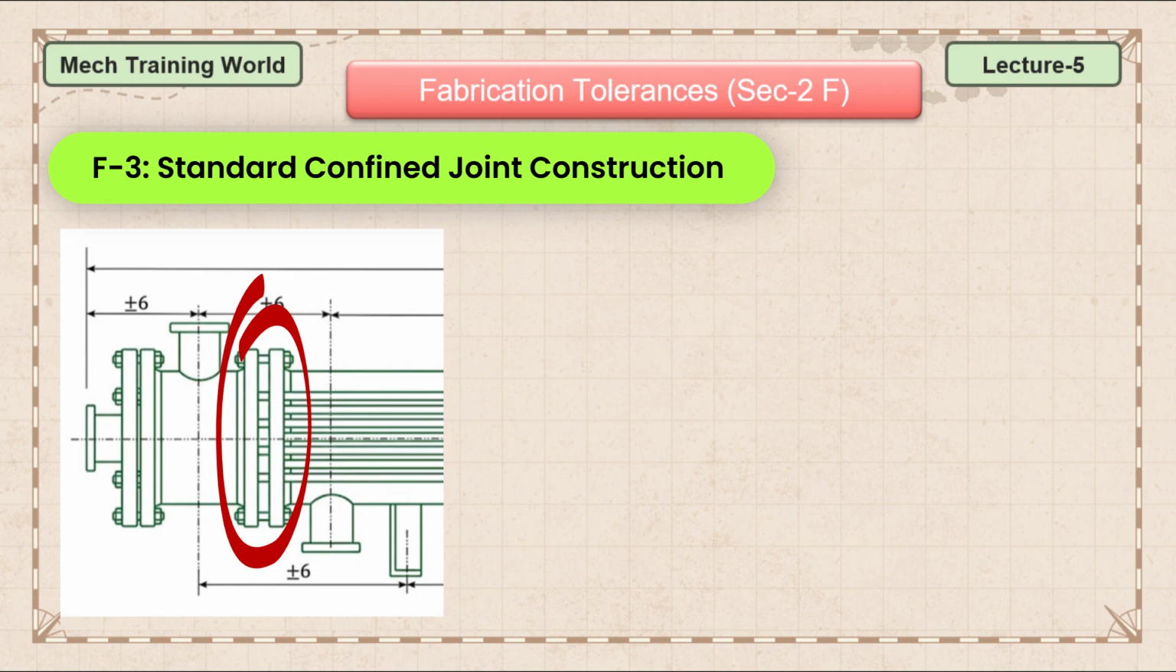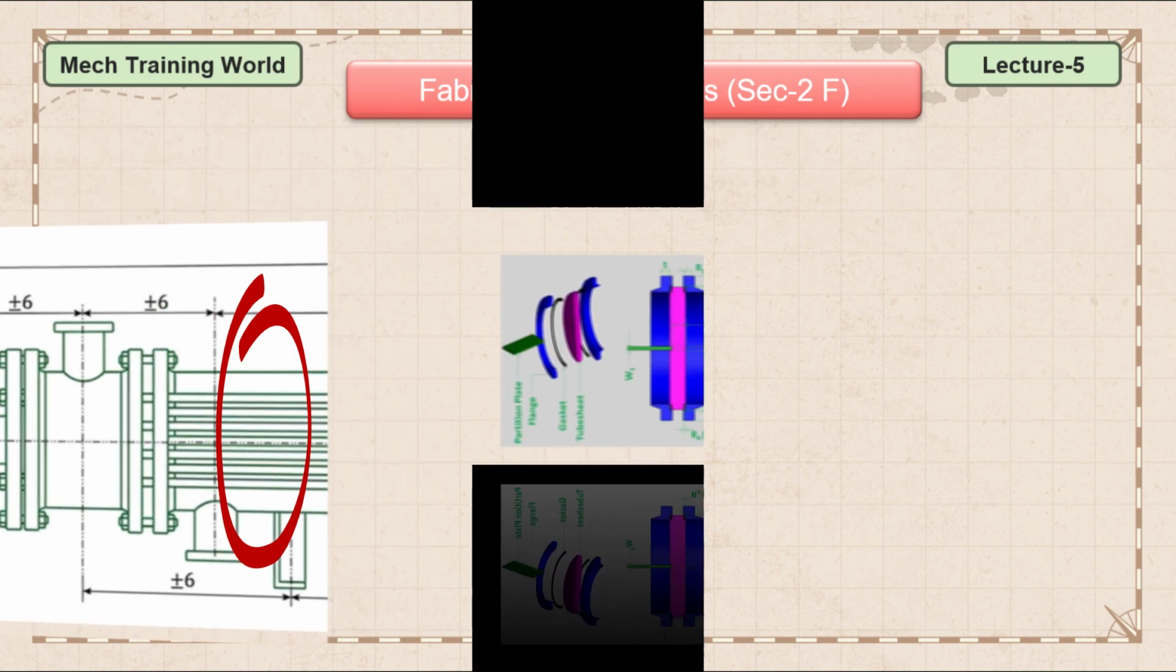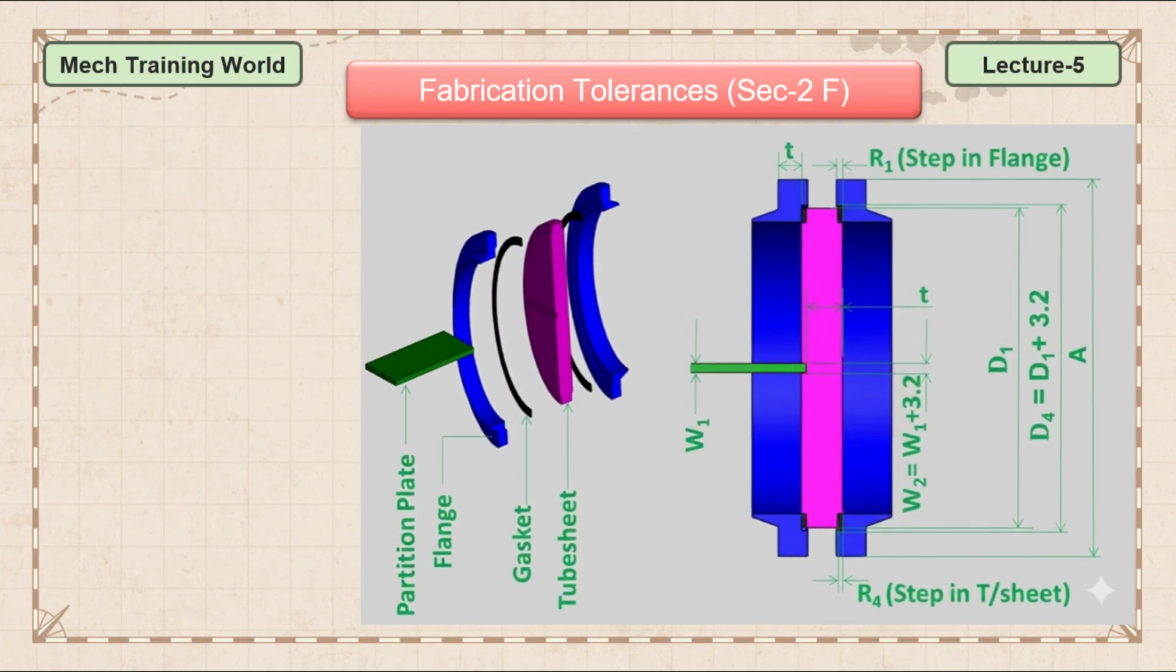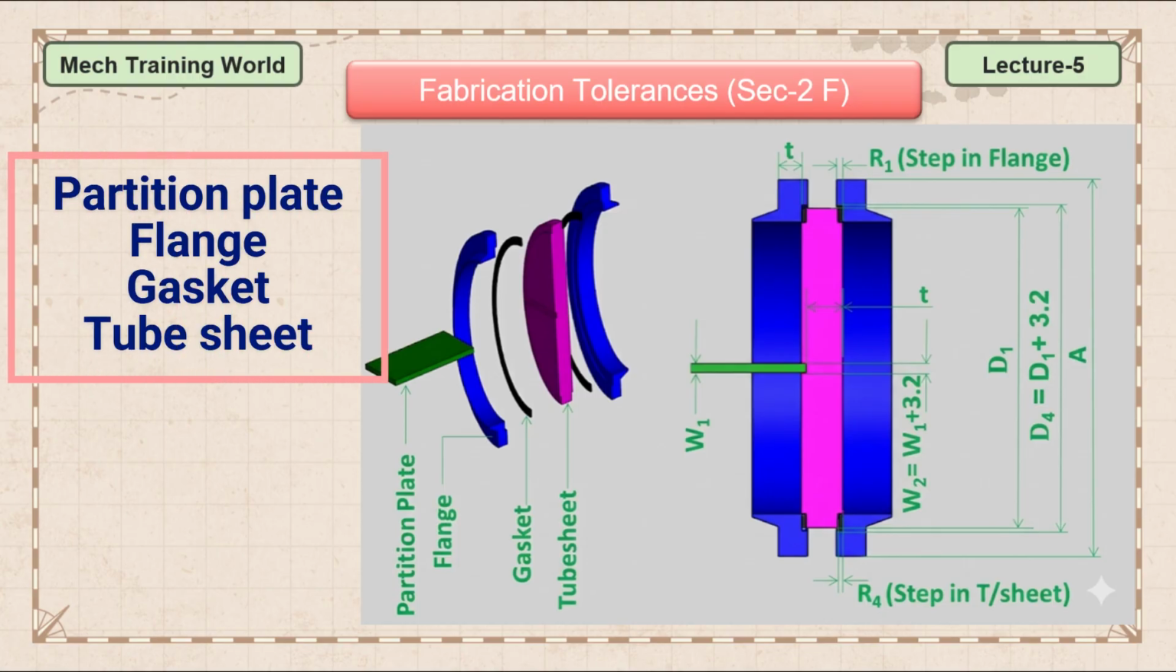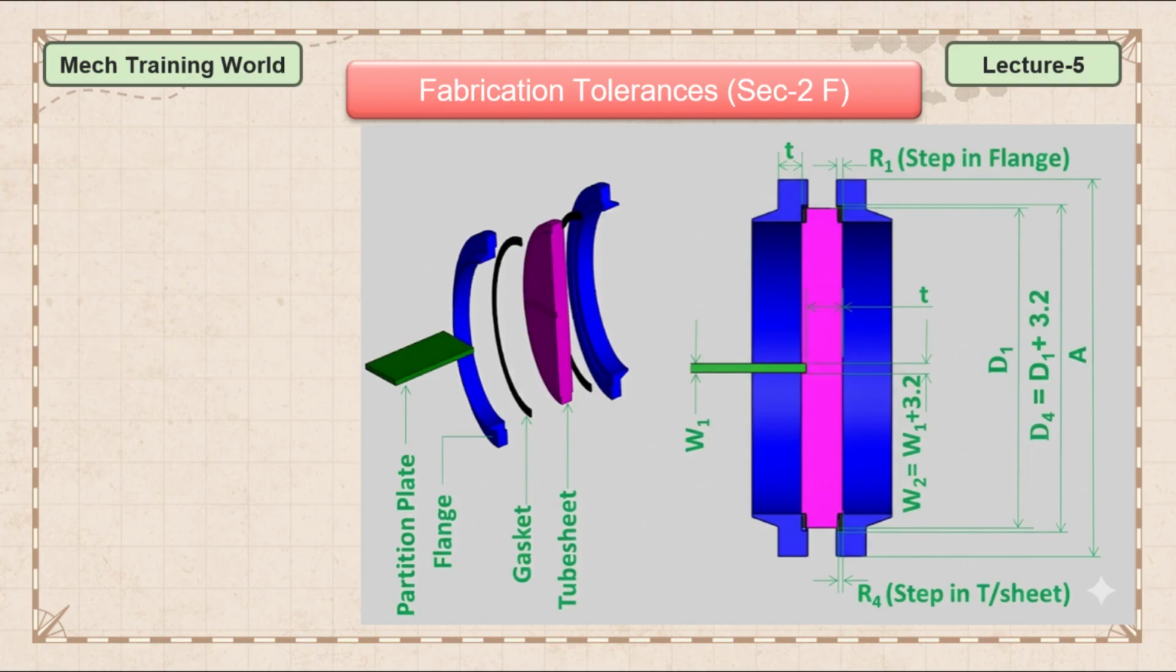Now let's observe this construction in a sectioned view. This view clearly shows how all the components fit together, critical dimensions, and tolerances as defined by TEMA standards. You can also see the exploded view, which helps identify individual parts such as partition plate, flange, gasket, and tube sheet. Each component has a specific role in maintaining pressure integrity and alignment.